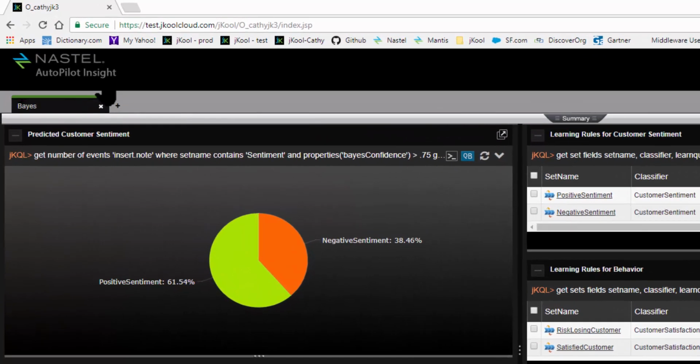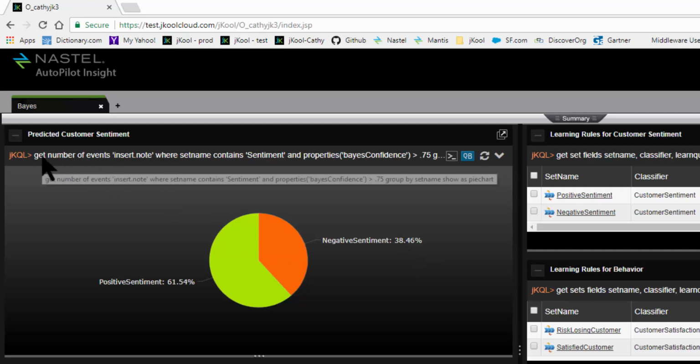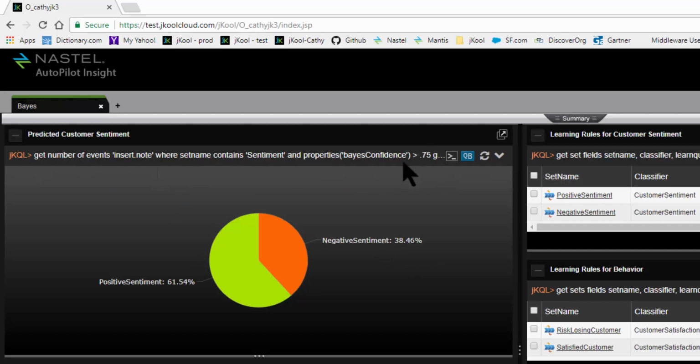Looking at an AutoPilot Insight dashboard, and then at a viewlet showing predicted customer sentiment, we have a pie chart, and that shows a whopping 38% of our clients have negative sentiment. Up here at the Jackal, our query language, we can see at the end of the line that our analysis has a 75% probability. So how does AutoPilot Insight know this?